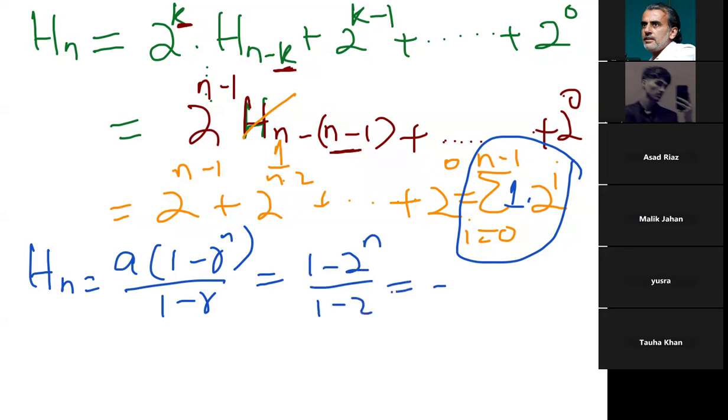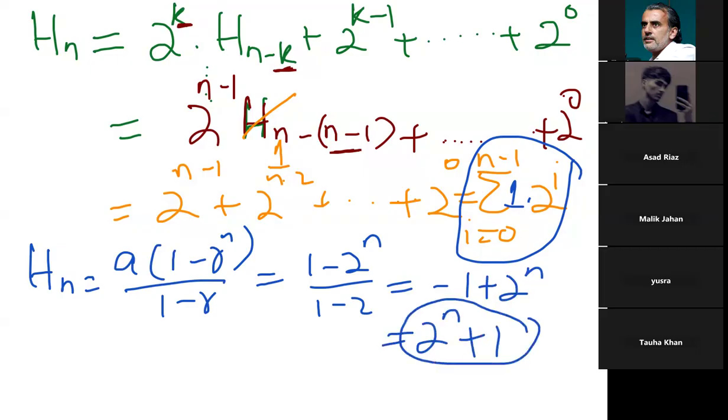And this will give us minus 1 plus 2 raised to power n, and we can write it as 2 raised to power n minus 1. This is what we call the closed form. And this is the closed form of the recursive formulation of tower of Hanoi, which represents the number of steps or number of moves required to move n disks from one tower to another tower.